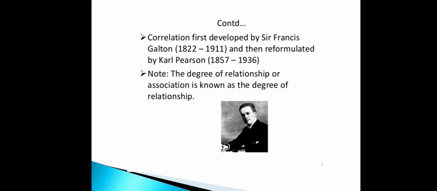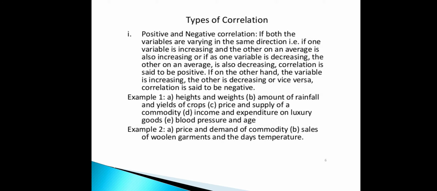Correlation was first developed by Sir Francis Galton (1822 to 1911) and then reformulated by Karl Pearson (1857 to 1936). The standard method we are going to use is the one developed by Karl Pearson. Positive and negative correlation, what does that mean?